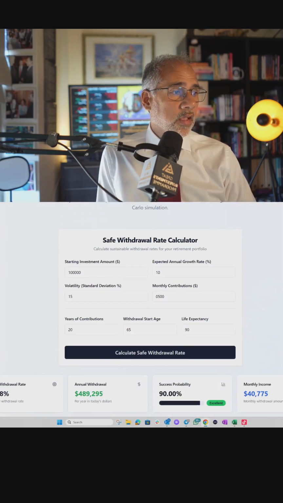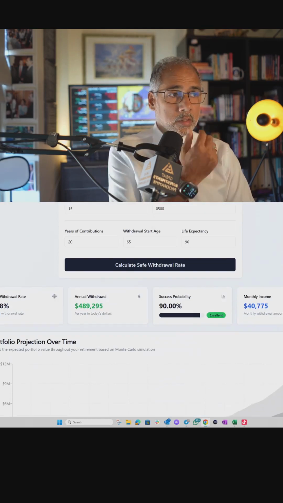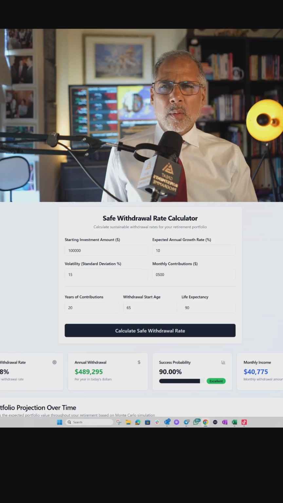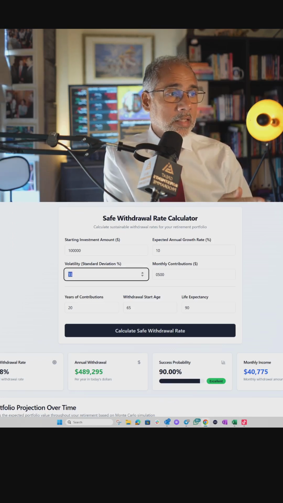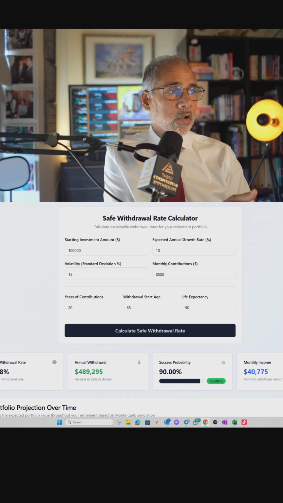And again, safe withdrawal rate as well. It tells you what the safe withdrawal rate would be and the probabilities. Because remember that people go, why probabilities? Because it's not a bank account, which is guaranteed for the future. The stock market has a volatility. The fact of the matter is, even a bank account has a volatility.